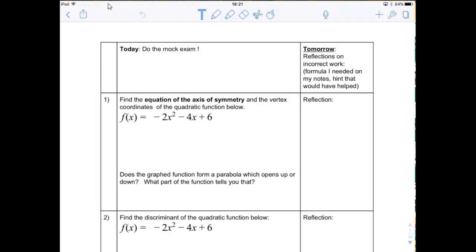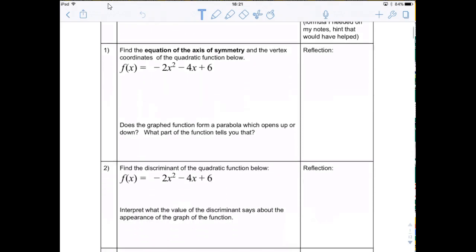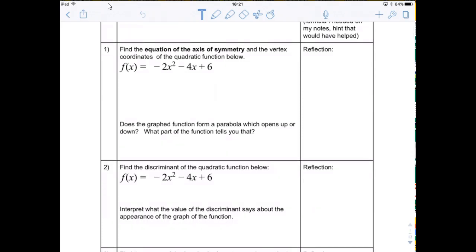Solutions for the mock final exam for second semester Math 10. It's a 12-page test, so bear with me. Here's page 1.